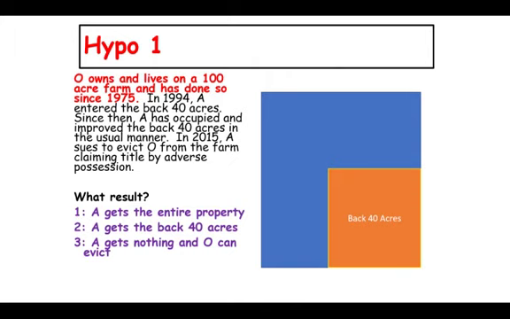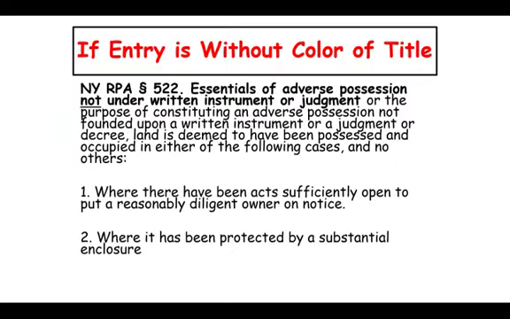There are three options. One, A wins entirely: A gets the entire property and evicts O. Two, A loses entirely and gets nothing and O can evict. Or three, A obtains the part of the property that A has occupied and used through adverse possession. So what do you think the answer is? The answer is number 3. A gets the back 40 acres. An adverse possessor who enters without color of title can only get the land through adverse possession that they have actually used and occupied.